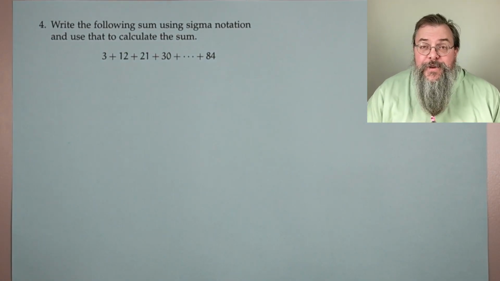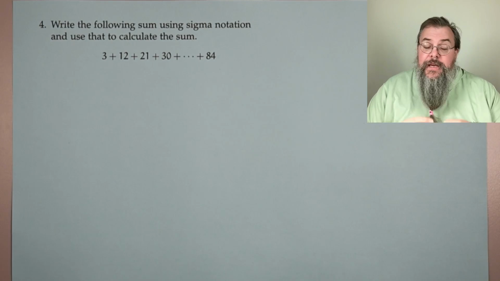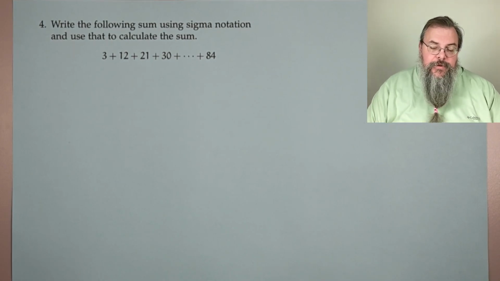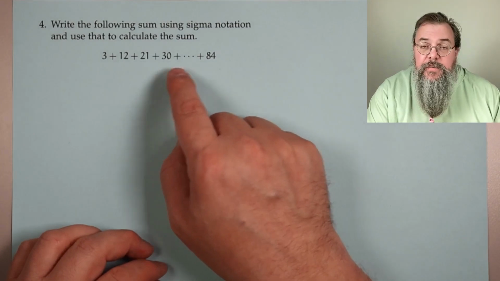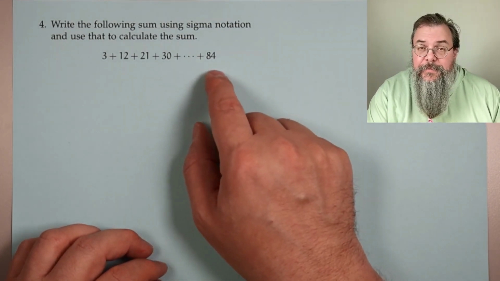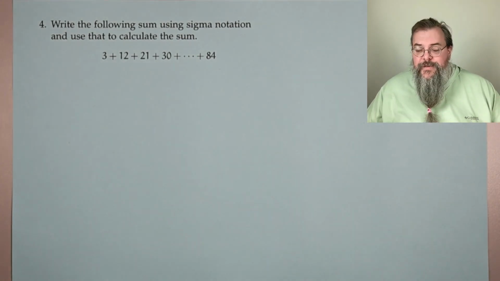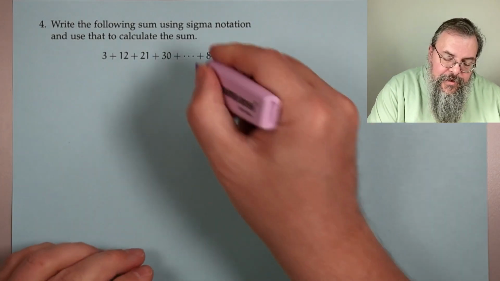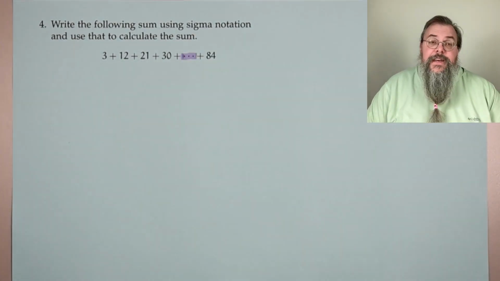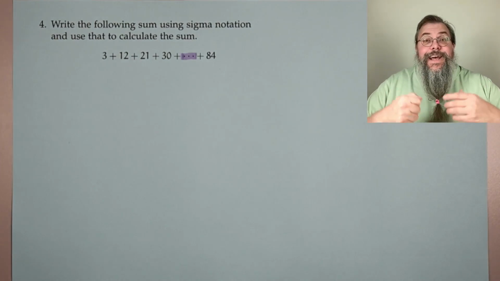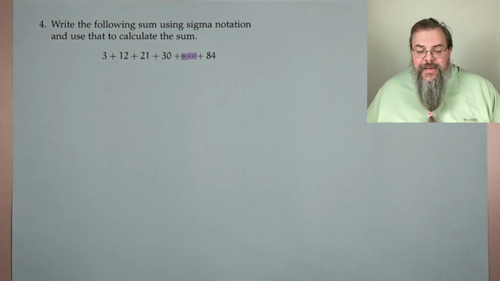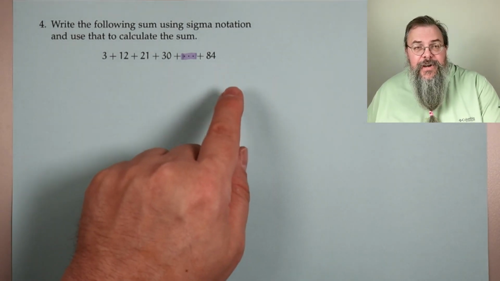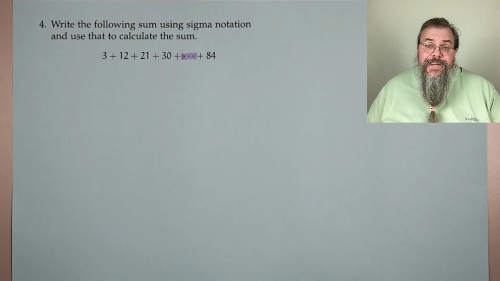Write the following sum using sigma notation and use that to calculate the sum. So here we have 3 plus 12 plus 21 plus 30 plus ... plus 84. And we want to say what's going on. Now, by the way, what does this stand for? It's shorthand notation for, and the pattern continues. So it's not to say, oh, it's 3 plus 12 plus 21 plus 30 plus 84. There's a bunch of other numbers that we didn't write down.